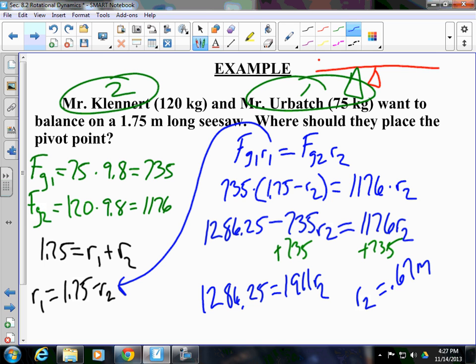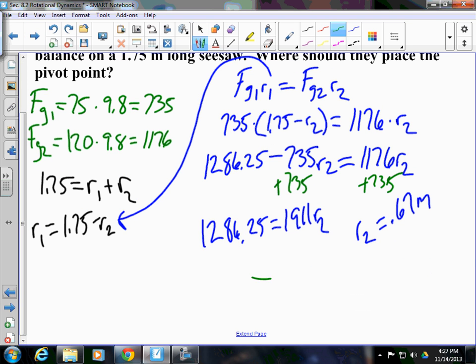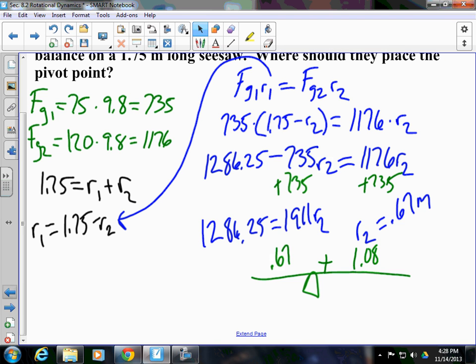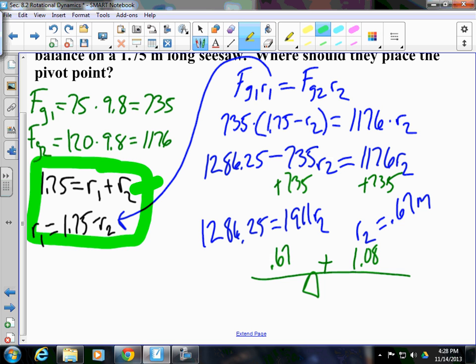Which means that if I were to go on a seesaw with Mr. Urbach, the center point would be right here. 0.67 is how far the fulcrum would have to be from me, and it would be 1.08 meters away from Mr. Urbach. Add those together, and you get 1.75 meters. As I mentioned earlier, if you have questions, particularly about how I was able to algebraically rearrange this and plug it in up here, we will talk about it tomorrow in class.